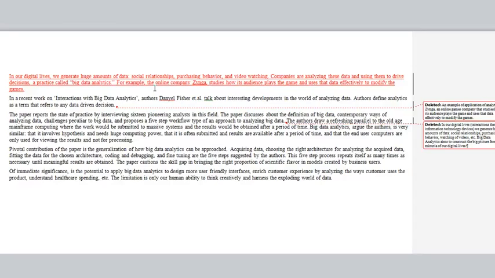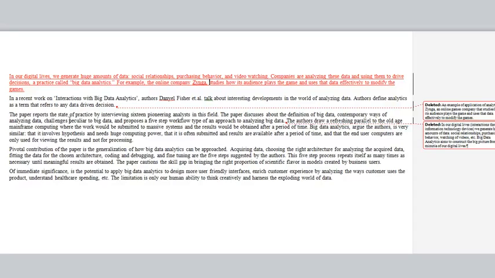Everybody is generating data in our world. Facebook and Amazon and all our online behavior is generating data for companies. Companies are then using that data to drive decisions. We call that big data analytics, and here's a nice concrete example of a company doing that. And now we can dive into the details of this particular review article.